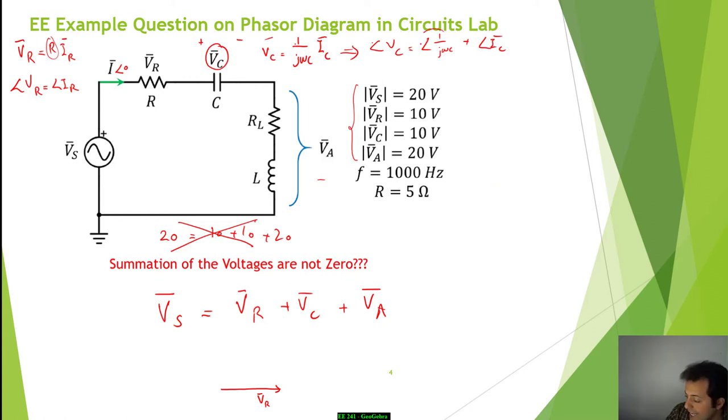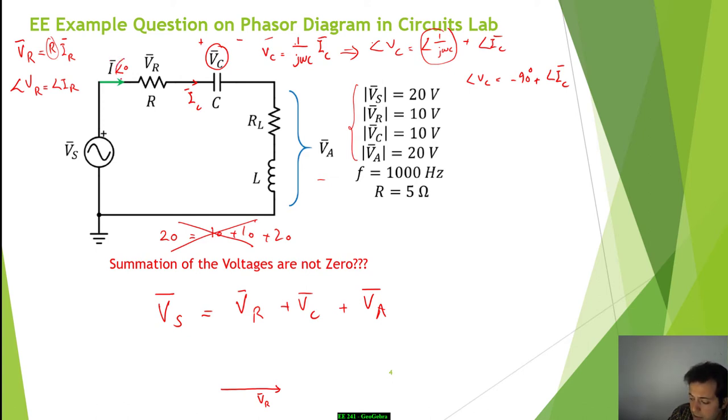So the angle of this term is negative 90 because the angle is 1 over J, and 1 over J is negative J, and the angle of negative J is negative 90. That means the angle of voltage is negative 90 degrees plus the angle of IC. By the way, this is a series circuit. IC and IR are the same.